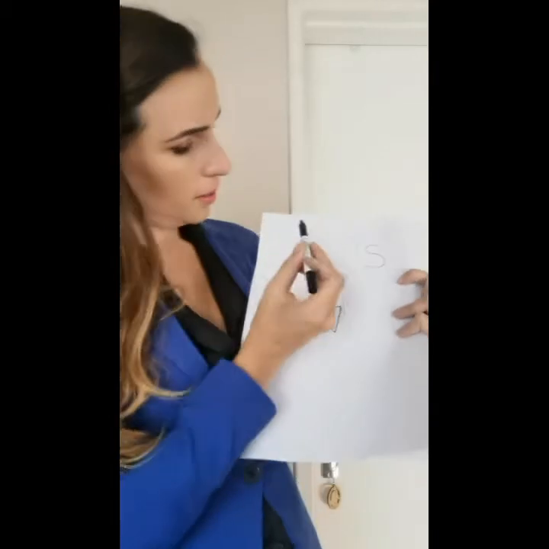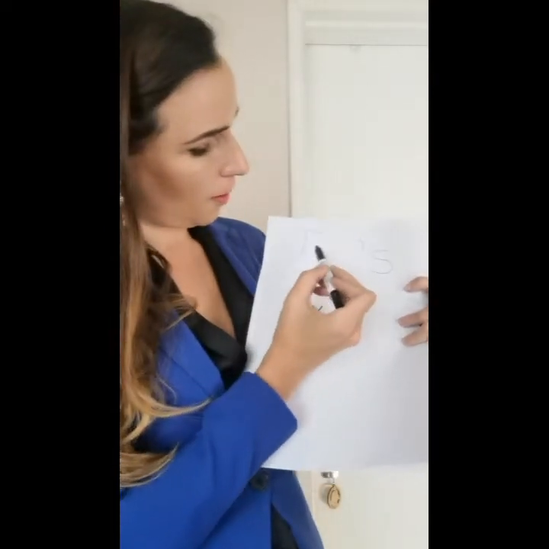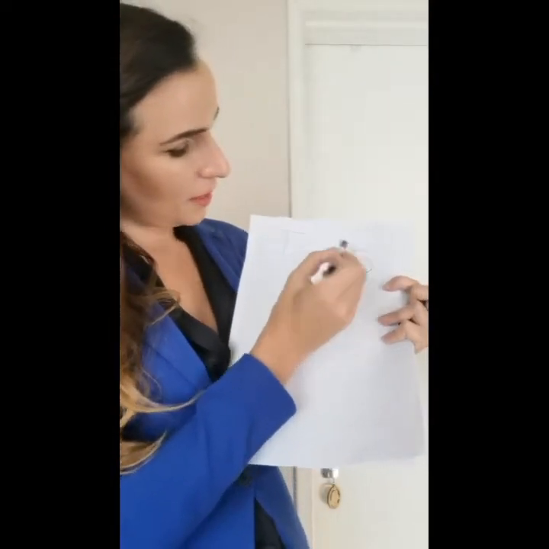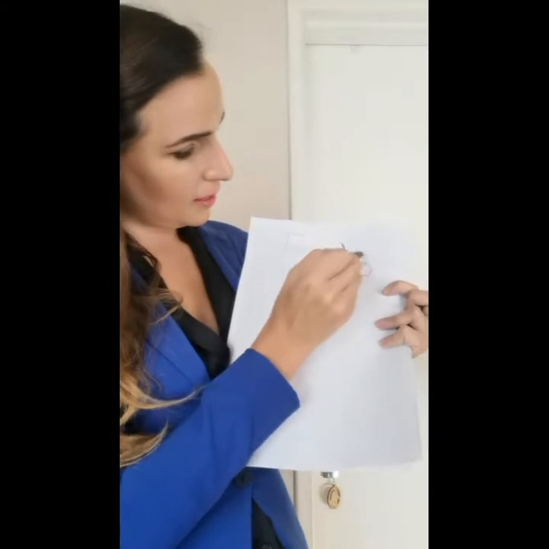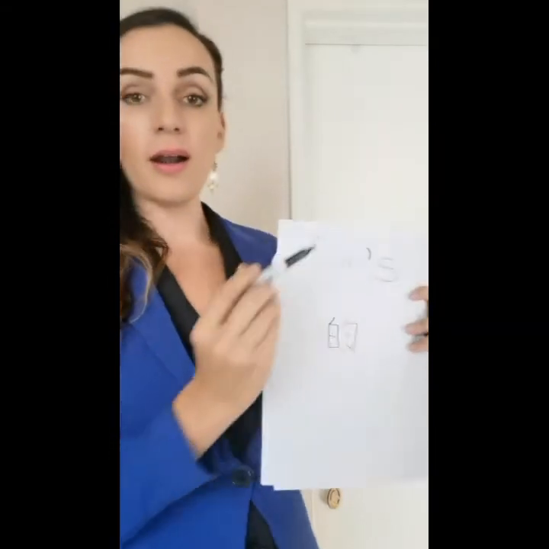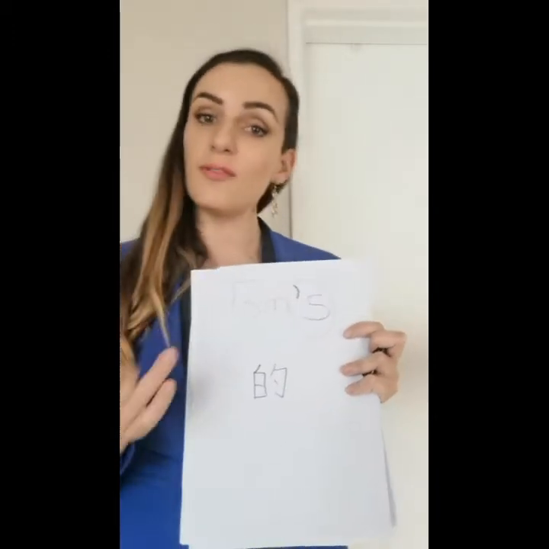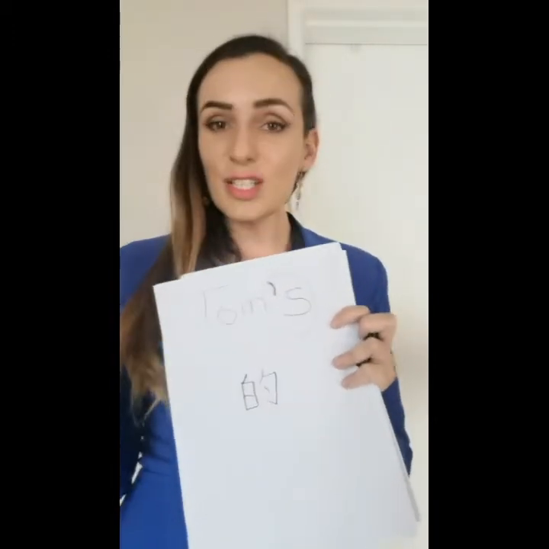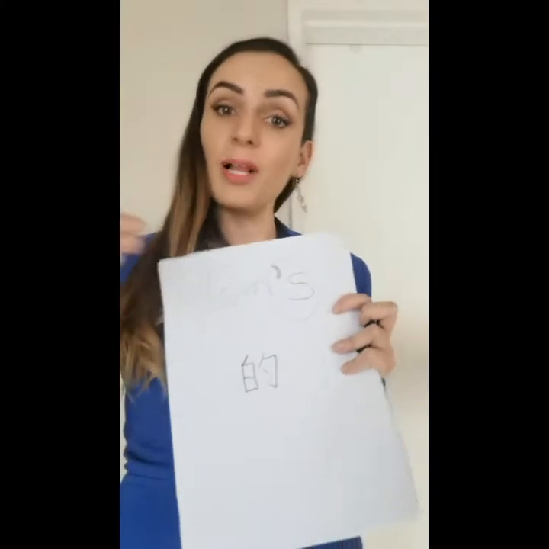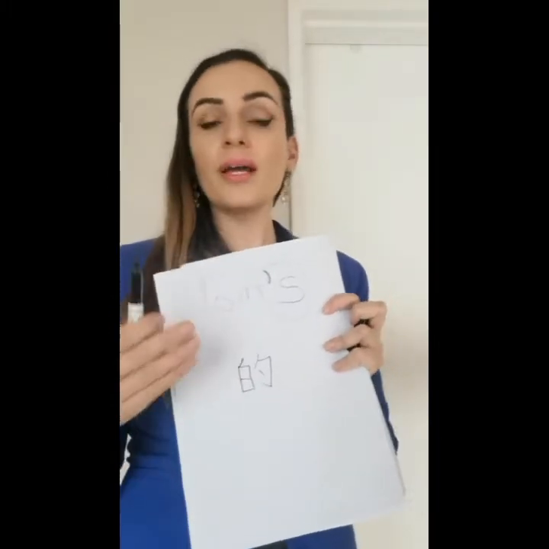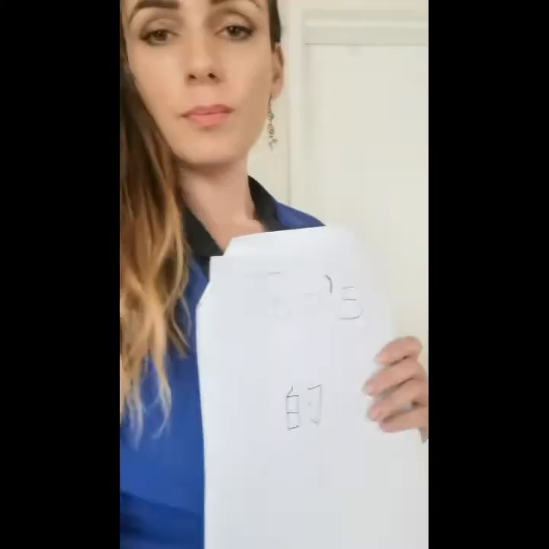Tom's car. So, Tom, and then that little line, Tom's car. So this apostrophe S literally means possessive form, is the fancy way of saying it. It just means it's belonging to Tom. It belongs to Tom. Or it is of a certain kind.